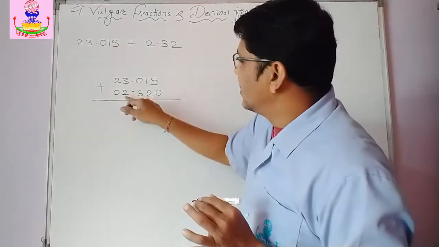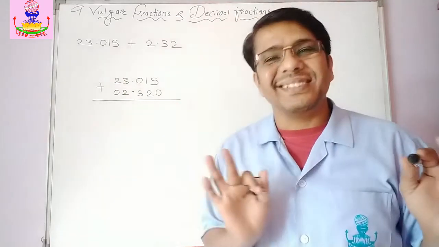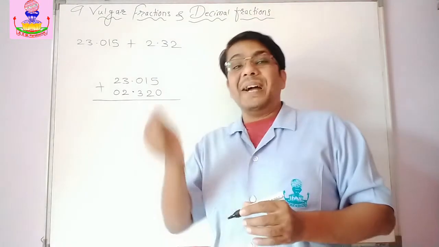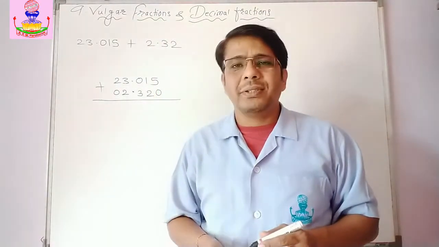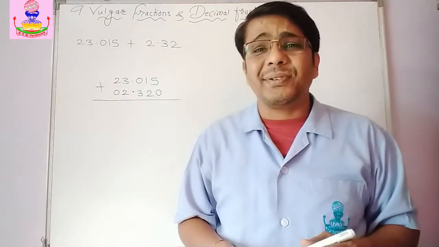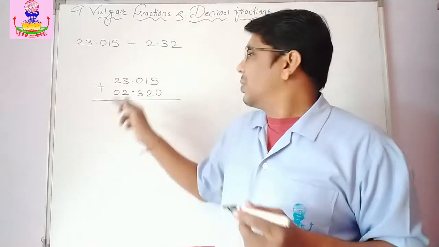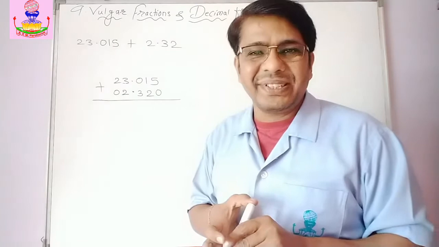Otherwise what students do, you know, they do it like this. 2 plus 2 is 4, 3 plus 3 is 6, and then they get a wrong answer. And in the scholarship exam, they give that option also. And so you feel, oh my God, I have got it. But when you come out and discuss with your friend, oh my God, I have lost my easy 2 marks. Right? Because I have made a mess of it. Why? Because I have not placed the decimal point below decimal point.